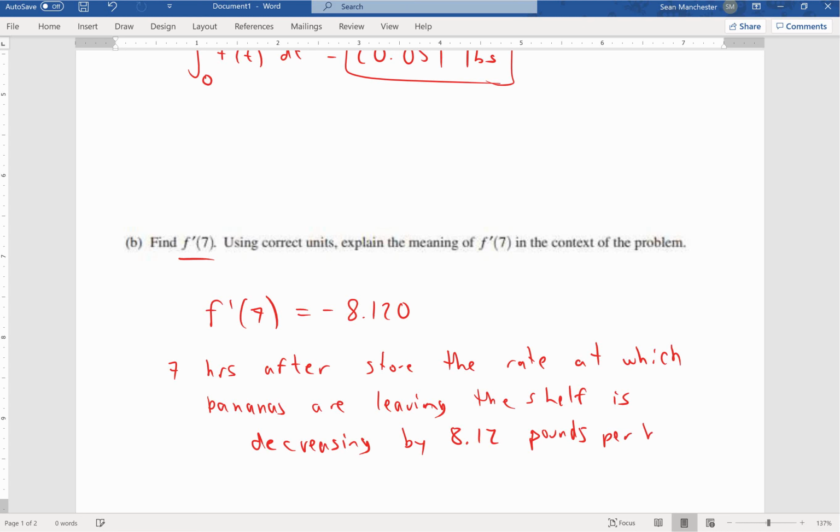Per hour. We actually need to... I wasn't repeating myself there. The rate is in pounds per hour, and it's changing per hour. So we do actually need to write this twice. So in other words, or to say it in one shot, 7 hours after the store opens, the rate at which bananas are leaving the shelf is decreasing by 8.12 pounds per hour per hour. That is, every hour the rate decreases by 8 pounds per hour.